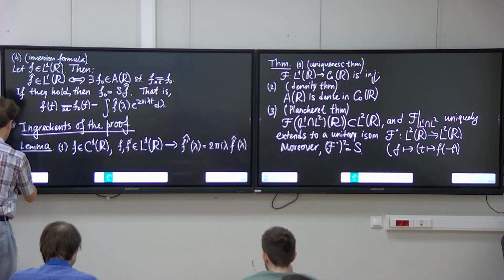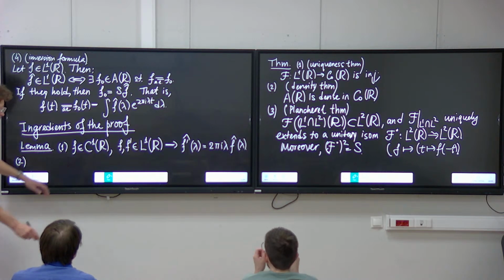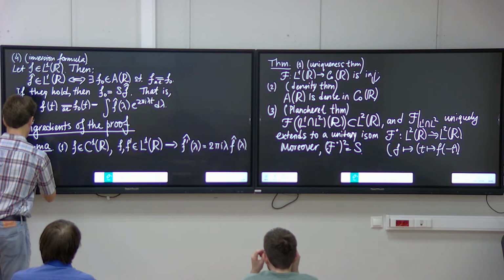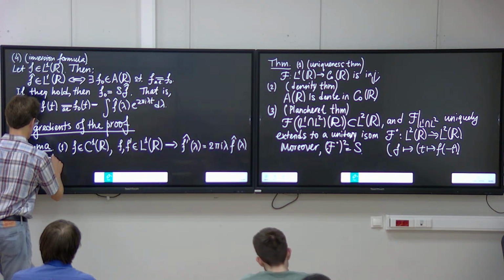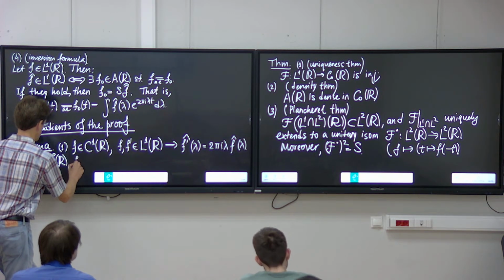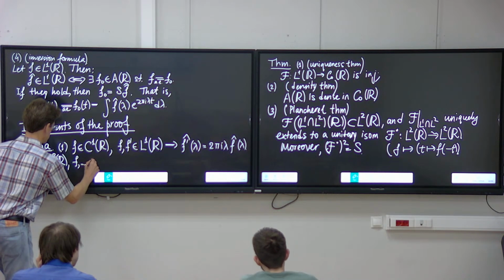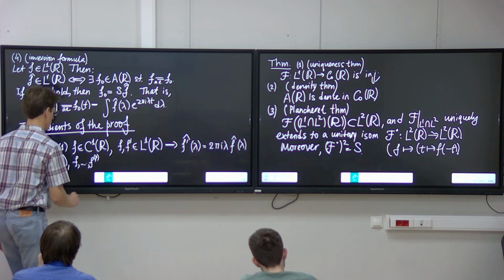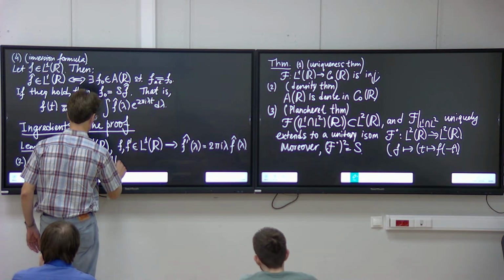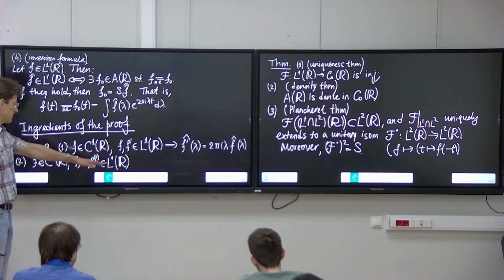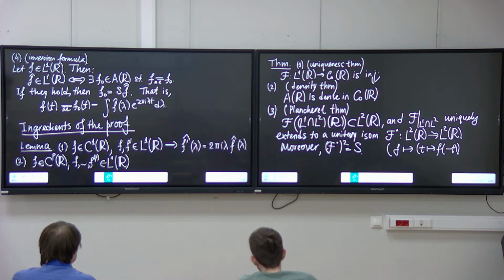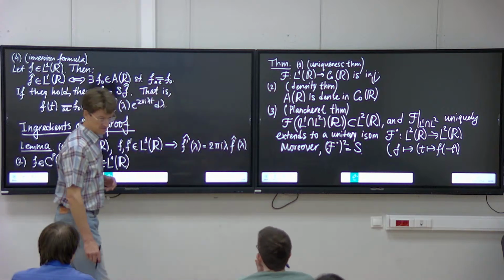If we now iterate this property, we come to the following result. If f is p times continuously differentiable, and f together with its derivatives up to f^(p), all of them are integrable, then we can apply this formula several times. And finally, we get a relation between the Fourier transform of the pth derivative of f and the Fourier transform of f itself. But we already know that the Fourier transform of f vanishes at infinity.